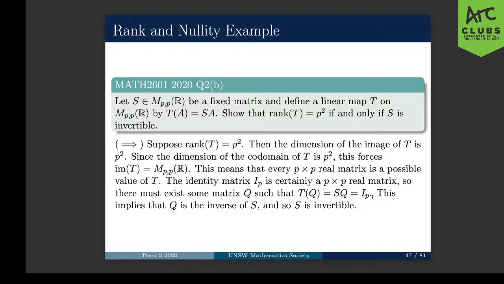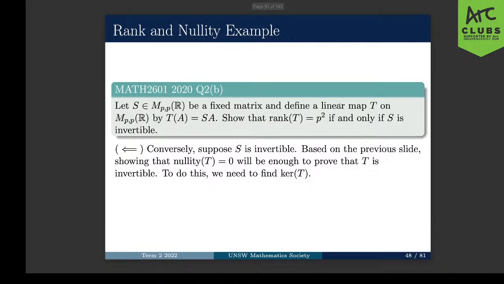And again, this is an if and only if statement, so we go backwards as well. We have to prove the reverse direction. So let's go the other way. Suppose S is invertible. Okay, then we had that theorem before saying that if the nullity is 0, then T is invertible. And in this case, that theorem works because the dimensions of the domain and codomain are the same here. That's really important.